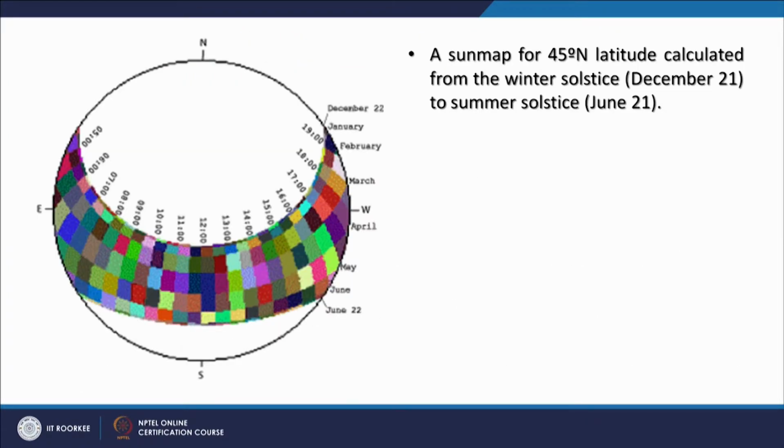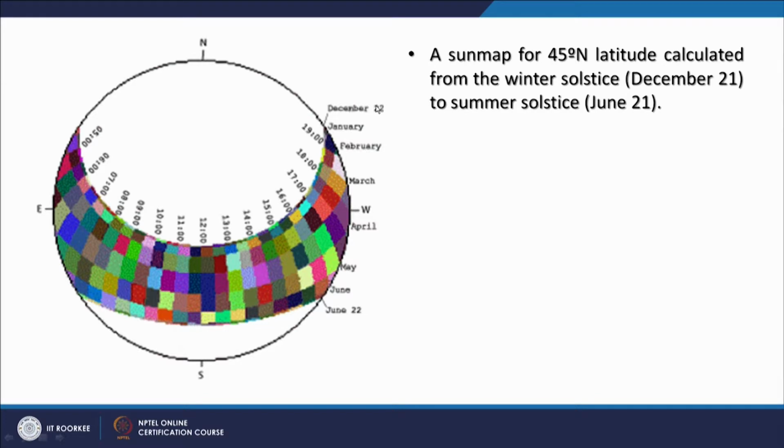And likewise, this is a typical sun map. One example is shown here, where the winter solstice is on 21st December and the summer solstice on 21st June, at a latitude of 45 degrees. So in this scenario, each sector represents the time of that particular day, and along the perimeter you can see how the months vary. From 22nd December up to 22nd June, this sun map has been calculated in different sectors. Each sector represents a different time of the day of the sun position as the month changes.